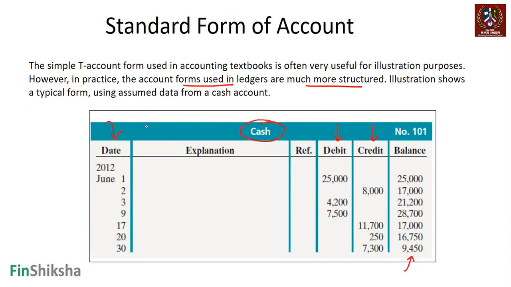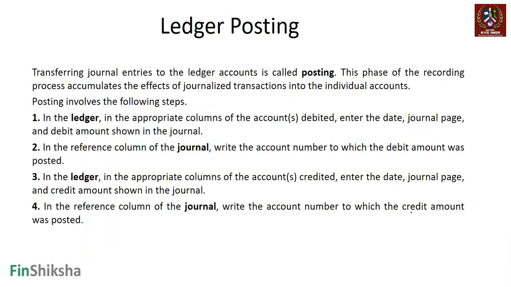So the cash account will appear something like this if you look at the standard form of a cash account. Ledgers are much more structured, and cash being a real account, debit what comes in, credit what goes out, so inflow and outflow, and you can record it and the remaining balance keeps staying there, right? That's how you would see a ledger. Now transferring journal entries to the ledger accounts is called ledger posting. This phase of the recording process accumulates the effects of journalized transactions into the individual accounts, right? Now the process involves the following steps.